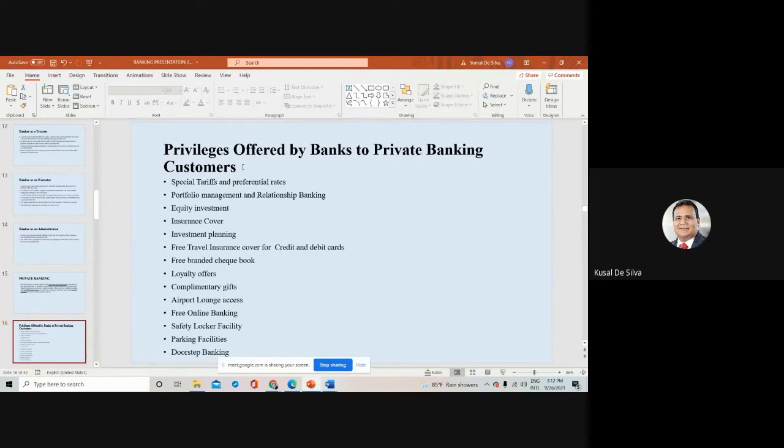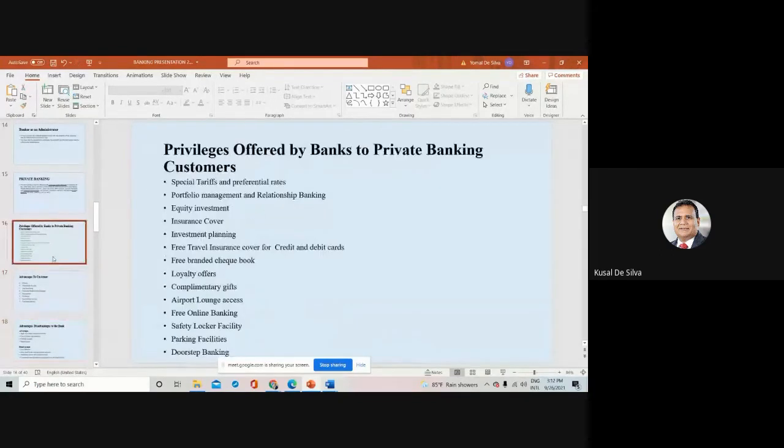Sometimes we can't charge anything for the safety locker. Then parking facilities and doorstep banking. Sometimes these are challenges because they demand, "Send my money. I want 100,000. You have to send money to my home. I'm at home. I can't come." So these are the challenges we have. These are the dedicated, committed services offered by banks to their private banking customers.